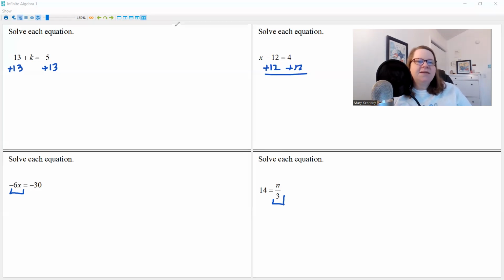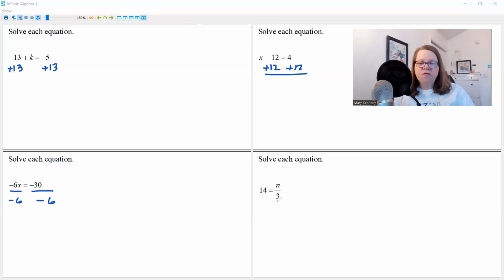The next one says negative 6x. If I don't see a sign in between the number and the letter, then it's always multiplying. So if it says times x, then we have to do the opposite. The opposite of times is divide. So I'm going to divide both sides by whatever's being multiplied to x. That means the negative 6. Divide by negative 6.